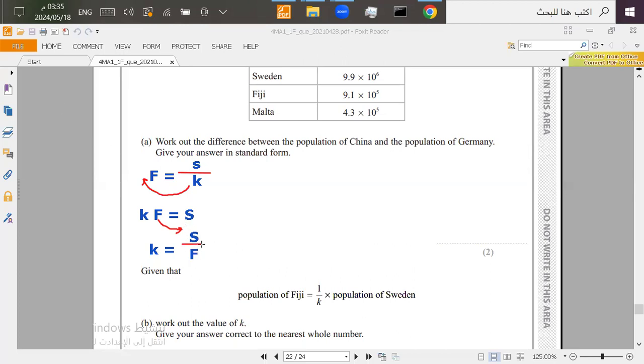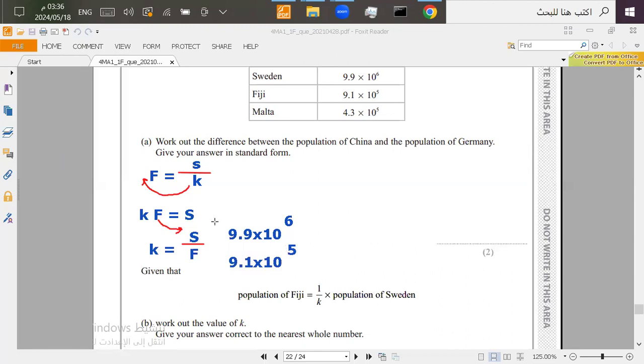Focus on the steps and how I got this formula. Now I'm going to use Sweden's number and Fiji's number to find the value of k, correct to the nearest whole number. So the population of Sweden is 9.9 times 10 to the power of 6. And the population of Fiji here is 9.1 times 10 to the power of 5.